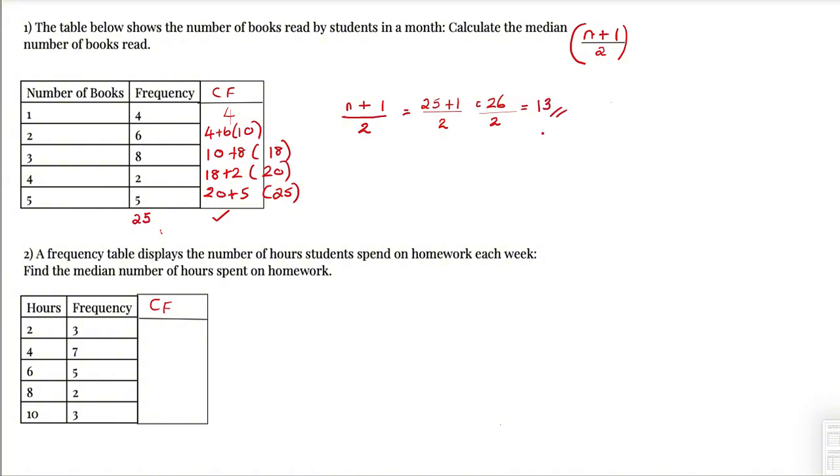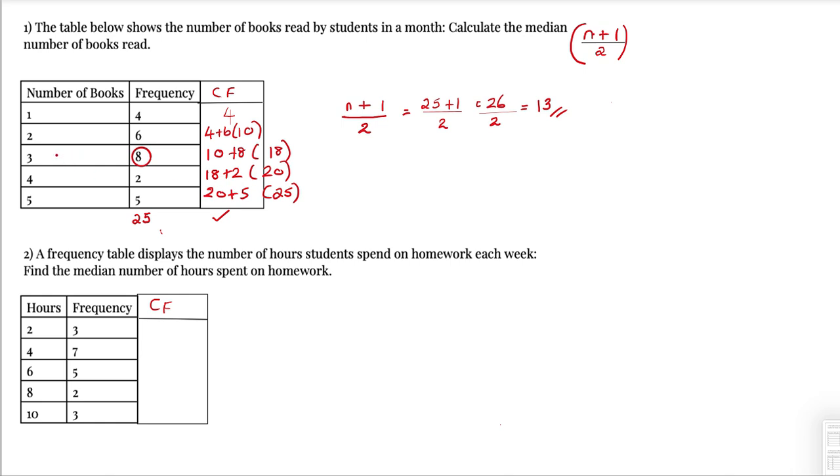Brilliant. That's not our answer. That's telling us what our position is in the cumulative frequency: our median is 13th. So we look here and think, which number here is closest to 13? As we had before, we've got 6, 8, 2, and 5. So 8 is closest to our 13 from this table.